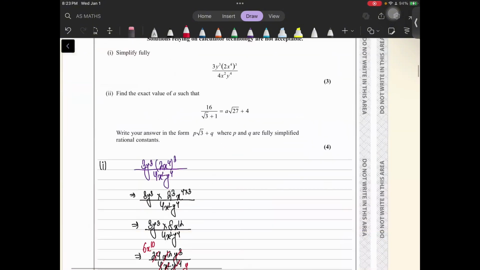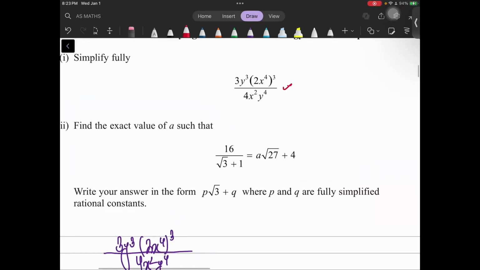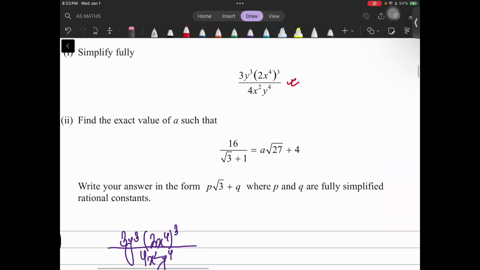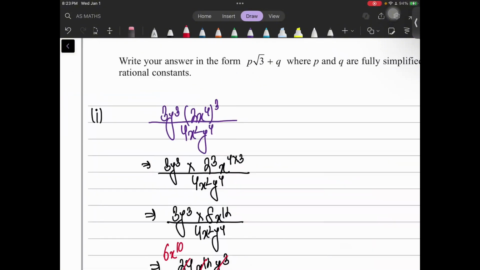All right, this is another basic question out there. It said to simplify this expression, right? To simplify this, first of all, what I did is I removed this bracket. To remove this bracket, you need to multiply this 2 with 3, and also x to the power 4 times 3.